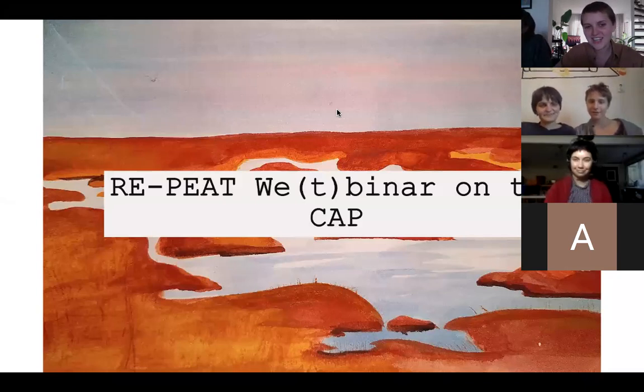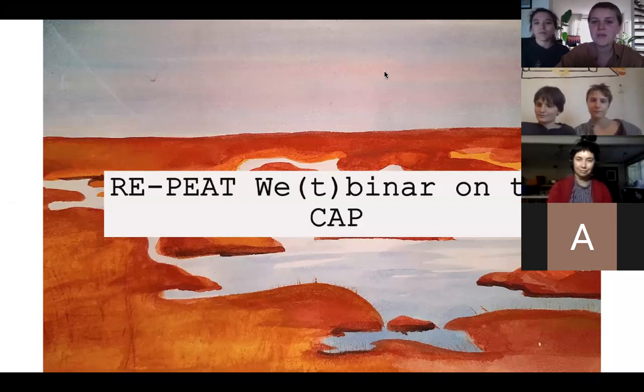Welcome to the session. We will first give a brief outline of the CAP and the relationship with peatlands. The CAP stands for Common Agricultural Policy, which is the EU's big agricultural policy. And then we're going to talk a little bit about youth advocacy and creative ways of changing things in the world.